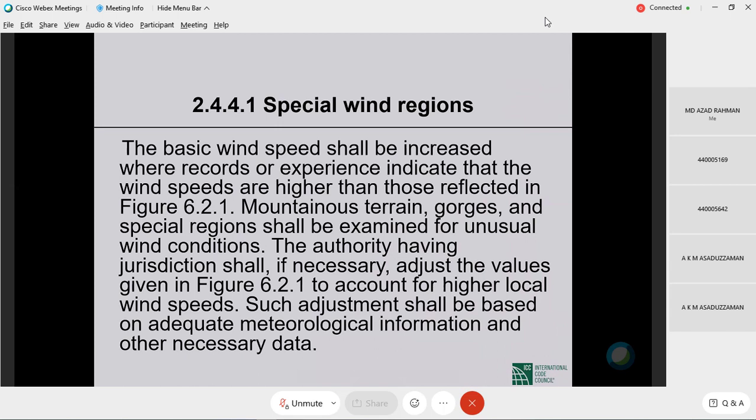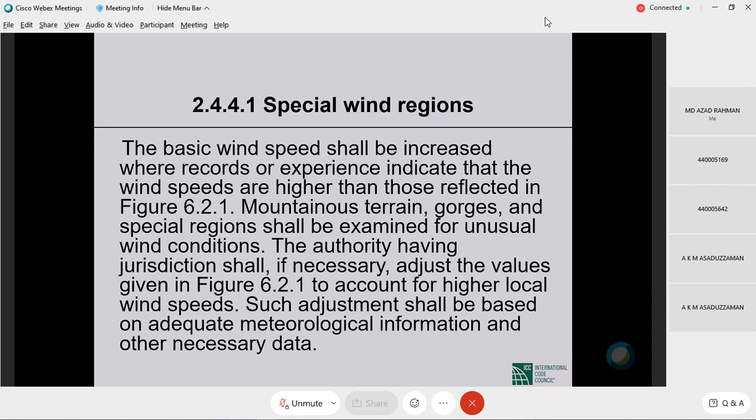The special wind regions. This is section 2441 of BNBC. The basic wind speed shall be increased where records or experience indicate that the wind speeds are higher than those reflected in the figure that I showed you. Mountainous terrain, gorges, and special regions shall be examined for unusual wind conditions. Most of Bangladesh doesn't have that until you go to Chittagong hill tracts, and then these are factors.